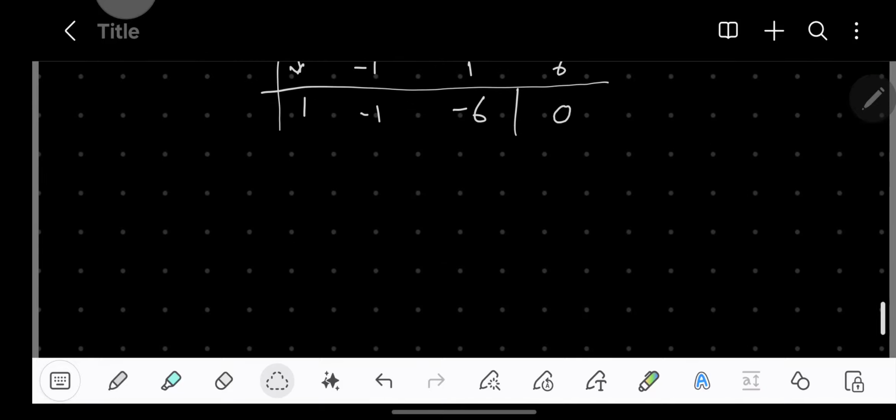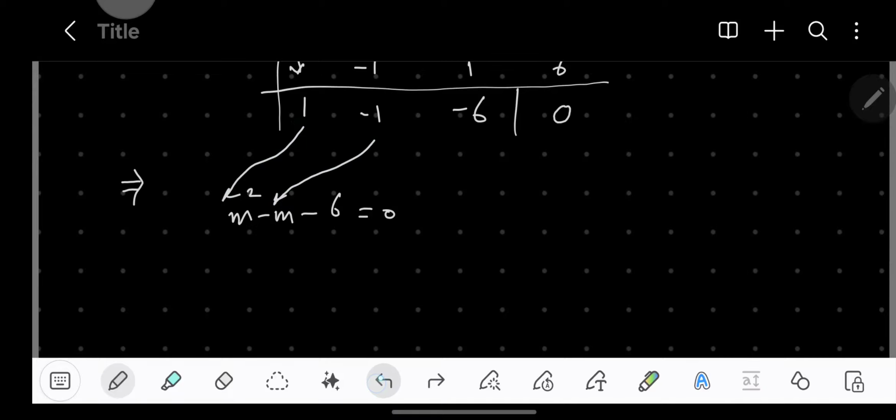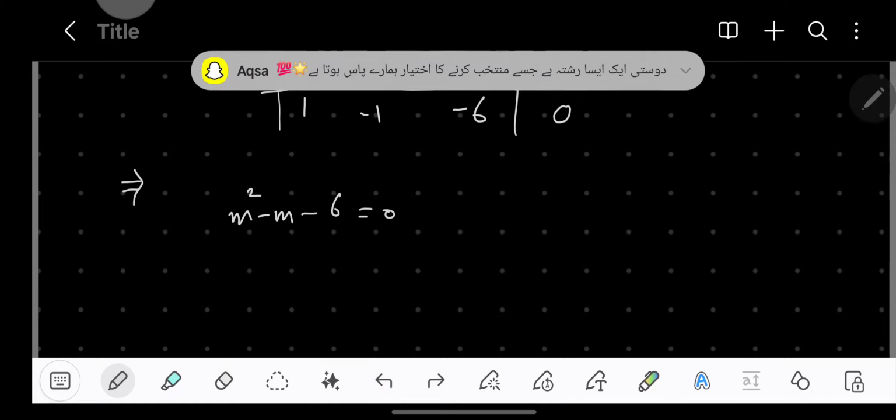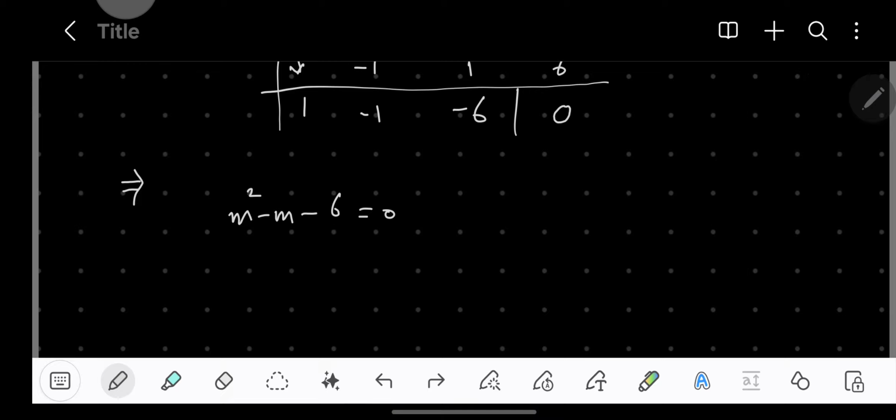Now, since we have reduced one variable, this is the constant, this is the coefficient of m, this is the coefficient of m square. So I can write m square minus m minus 6, okay? Because this is the coefficient of m square, this is the coefficient of m, and this is the constant term. So we have reduced the variables. We have reduced the power of the variable.